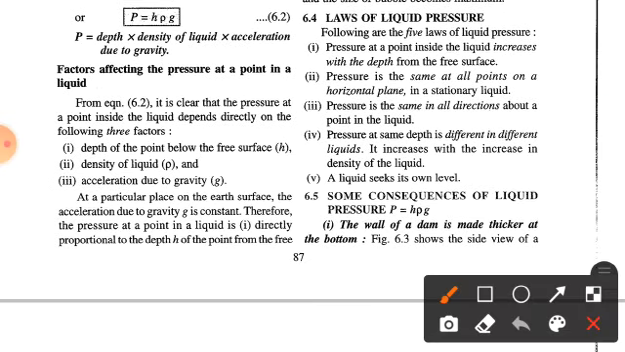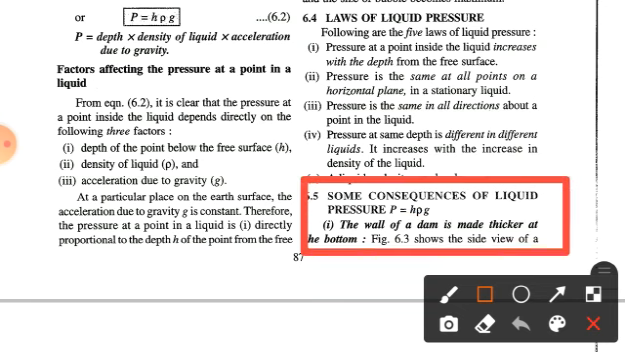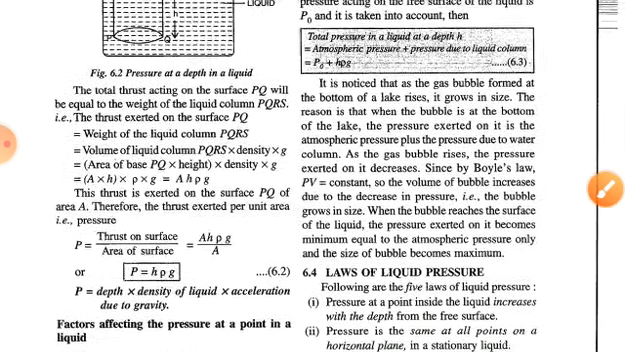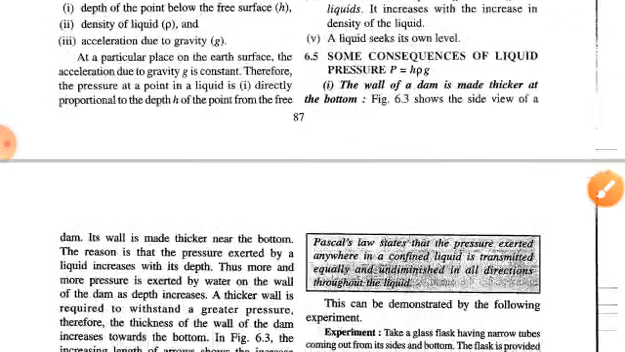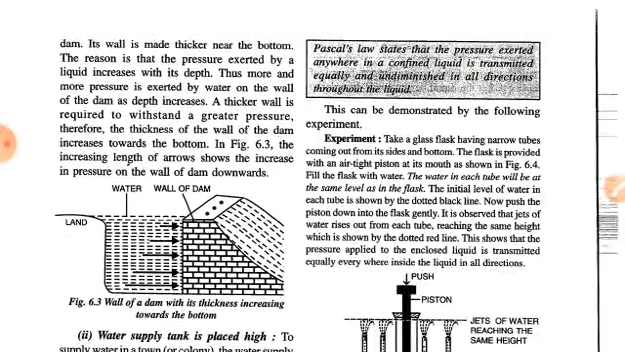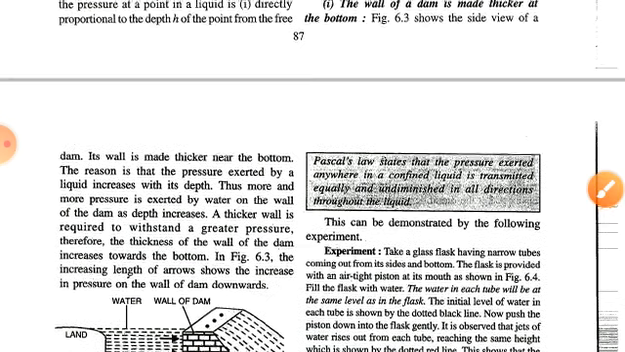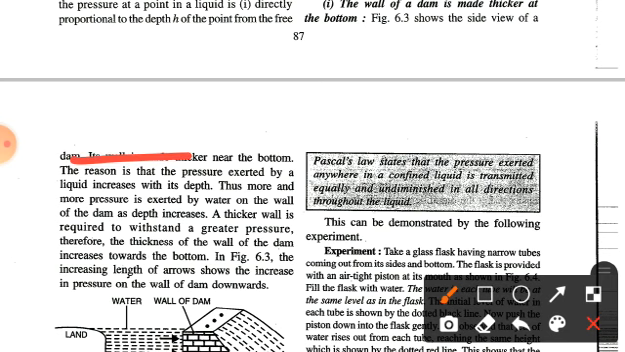Now here you can see there are some consequences of liquid pressure, which is P equals h rho g. What are the consequences? So the first one, this is the important one: why the walls of the dam are made thicker at the bottom. Clear? So just see figure number 6.3. You can see below, this is the figure of a dam. The figure shows the side view of a dam, whose wall is made thicker near the bottom.